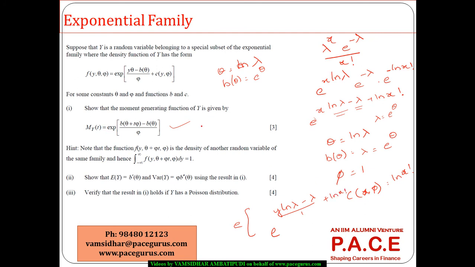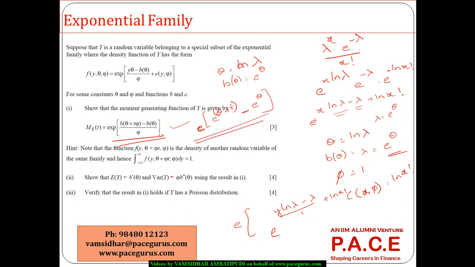So the moment generating function, what can I do now? E to the power of, if I am using this, b of theta plus t phi. What is b of theta for me? E power theta. So it is becoming e to the power of, in place of theta, I will have to put theta plus t phi. Phi I have taken as 1. So this I will write as theta plus t, minus b of theta, which is e power theta, divided by phi. Now this is what is becoming the moment generating function in that case.